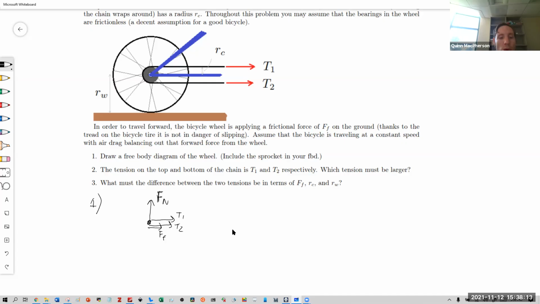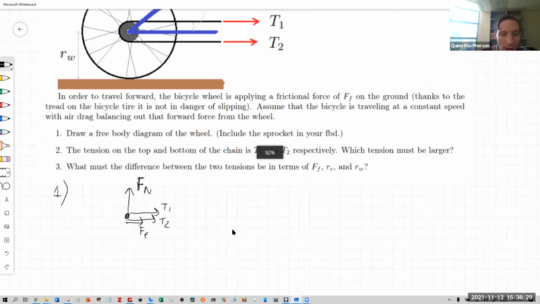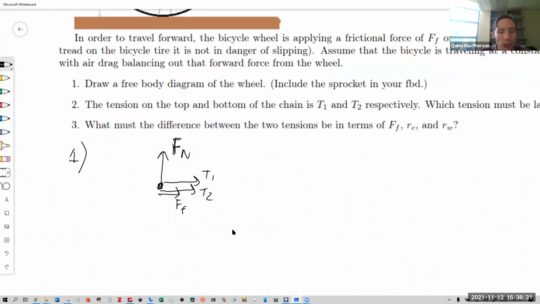How do I know the friction force is forward? Well, the bicycle is moving at constant speed and there's drag holding it backward. So to balance out the drag, you need to have a forward friction force. I mean, friction is what propels the bicycle forward. Okay, so those are those forces, but we need one more force.